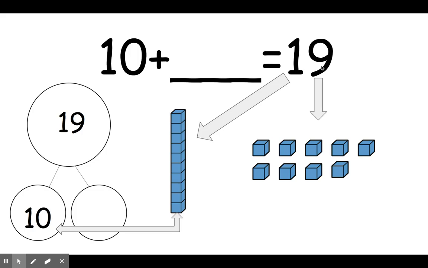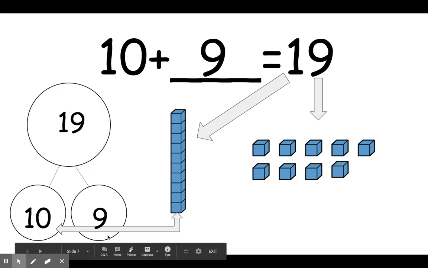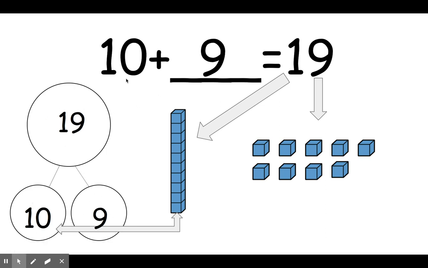This digit 9 represents 9 ones. The number 19 is composed of those two parts, 1 ten and 9 ones. So we could say that 19 is made of 1 ten and 9 ones. Together, the whole is 19. So 10 plus, what was our missing part? 9 equals 19.